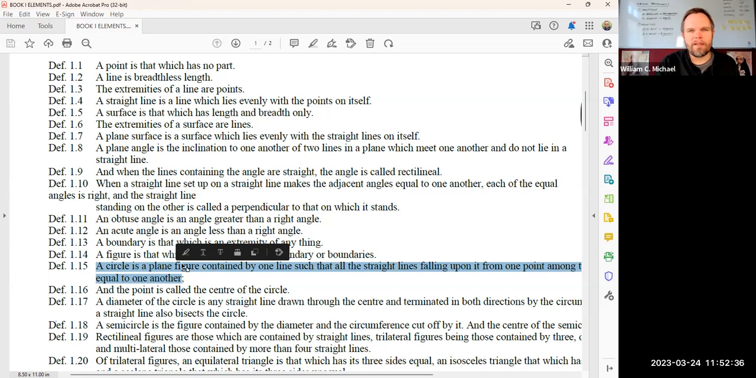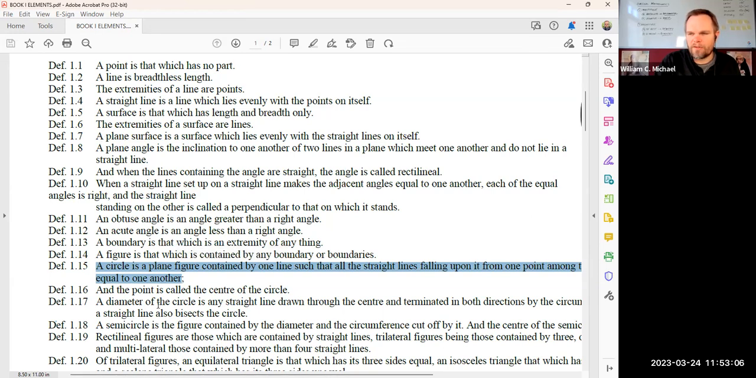You can't have a sloppy definition. Like if I were to say, what is a circle? And you just came up with some sloppy description, like a circle is a shape that's round. That's not going to help us, right? We've got to have an exact definition of a circle. So here's the exact definition of a circle. A circle is a plane figure, okay? We learned the definition of plane figure.